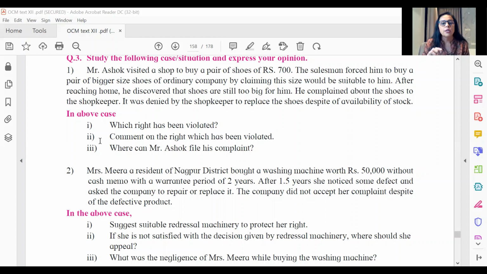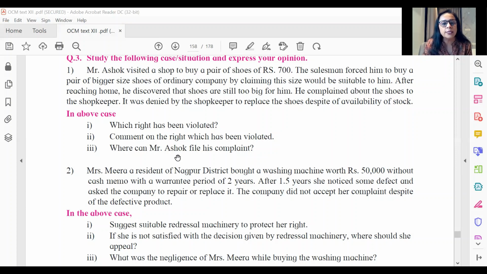The third question, where can Mr. Asho file his complaint? Since we know that he has already gone to the shopkeeper and the shopkeeper has refused to give him any replacement, now Mr. Asho can go to the consumer court, and since his amount is quite small, he can file his complaint in the district commission to get justice for the wrong product sold to him. So this is what we have in the case study question on consumer protection.